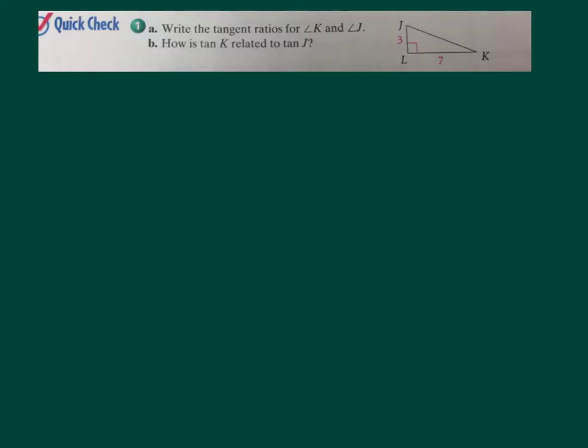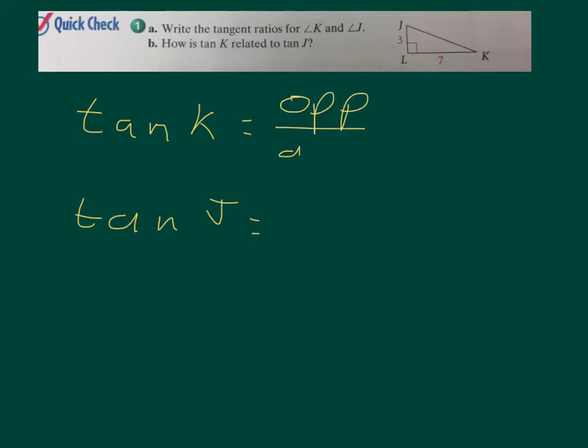Quick check number 1 asks you to find the tangent ratios for angle J and angle K. Please pause the video while you try to figure this out. First, let's look at the tangent of angle K. Remember, tangent is opposite over adjacent. So, opposite of angle K would be 3/7. Tangent of J would be 7/3, opposite over adjacent. Part B says, how are these two related? Hopefully you agree they are reciprocals of one another, or inverses.